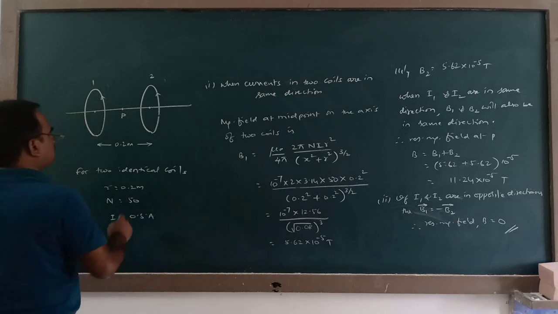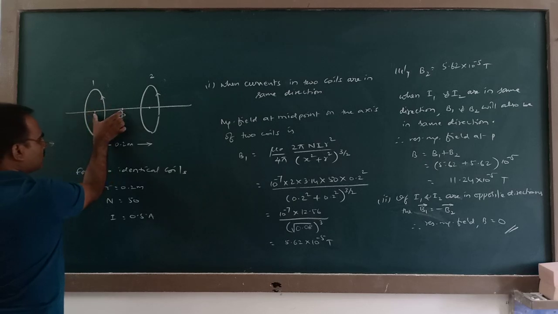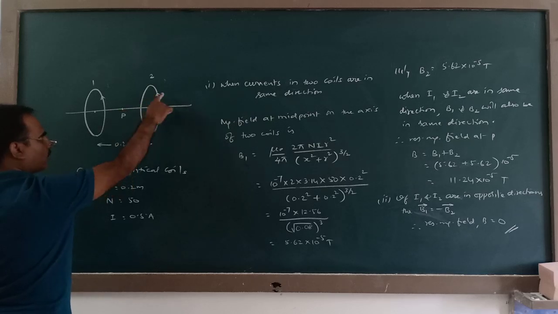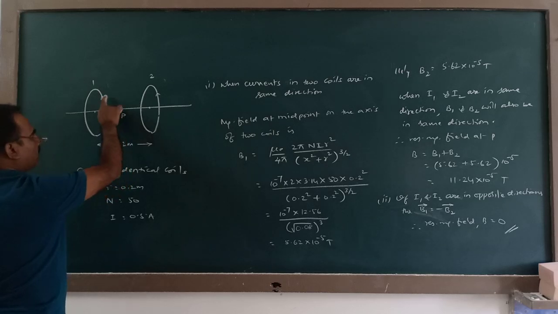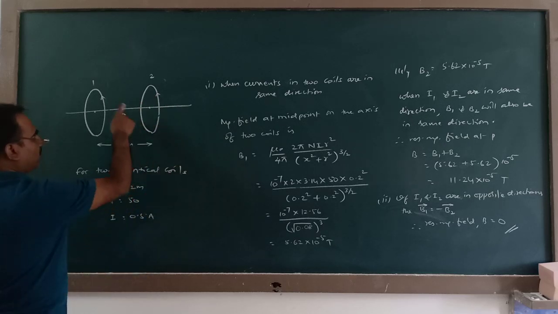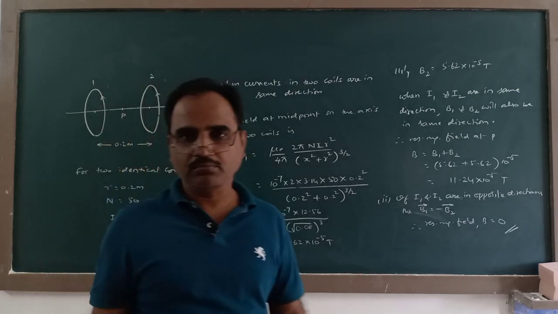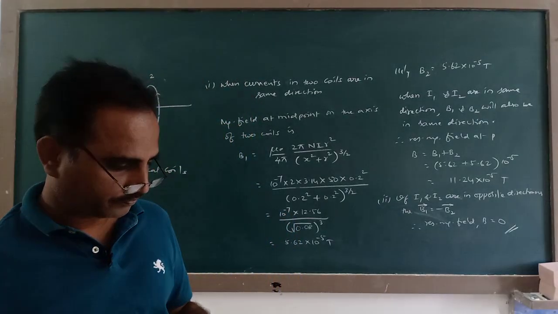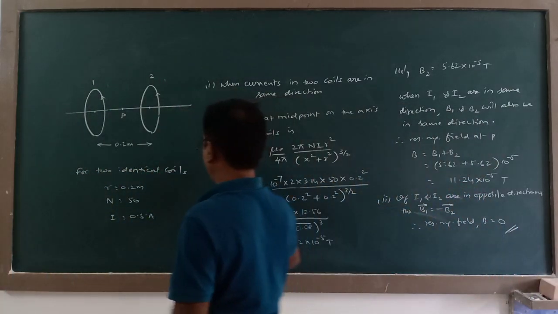See, these two coils are identical. Due to the current in the first coil at this distance, whatever magnetic field is there, the same amount of field will be there due to the second coil also. Magnitudes will be the same. So when the directions of currents are the same, the field will be in the same direction, so the field adds up. If the directions of current become opposite, then the field B1 will be opposite to B2, so the resultant magnetic field at the center, at point P, will become 0. Now look at the next problem.